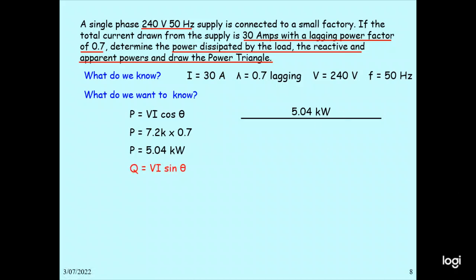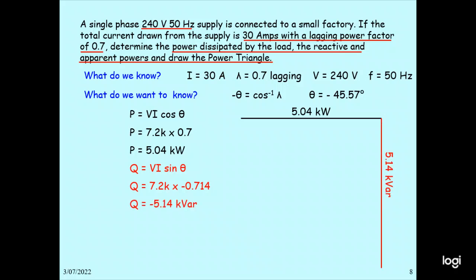And Q equals VI sin theta. So theta is minus cos inverse of 0.7, so this is minus 45.57. So Q equals VI sin theta, so 7.2 multiplied by 0.714, minus, so you get minus 5.14 kilowatt. So this is the reactive power.